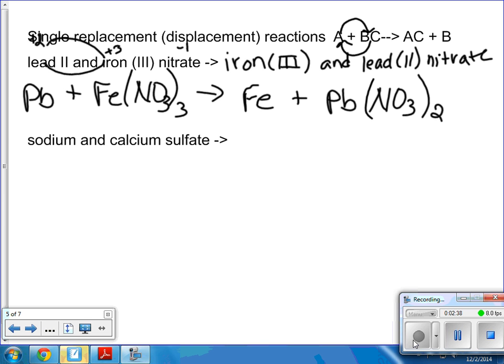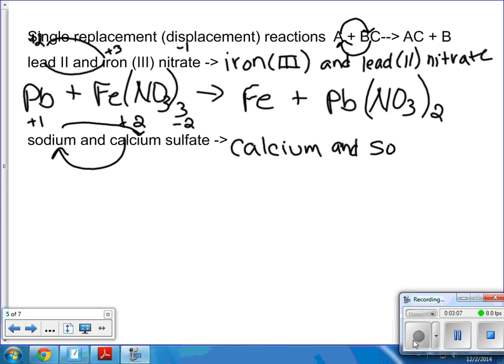The next one, sodium and calcium sulfate. So sodium has a +1 charge, calcium has a +2 charge, sulfate's a -2. So we know that the sodium and calcium are going to trade places. So calcium's going to come over here by itself, and sodium is now going to go and bond with sulfate. So we'll have calcium on its own, and then we'll have sodium sulfate. These are not transition metals, so we don't have to have Roman numerals.